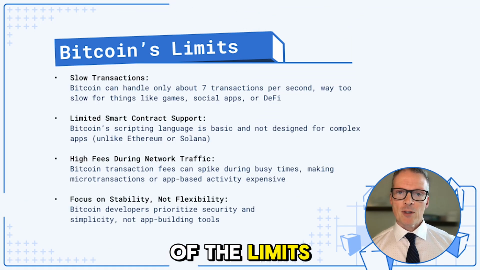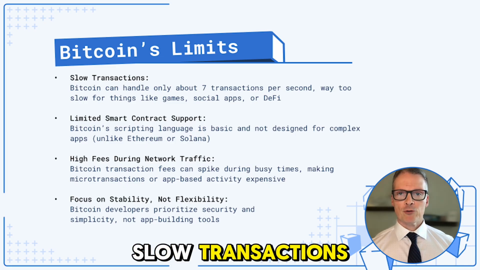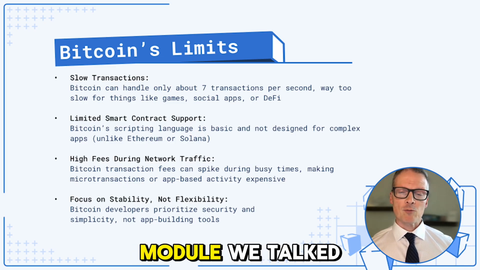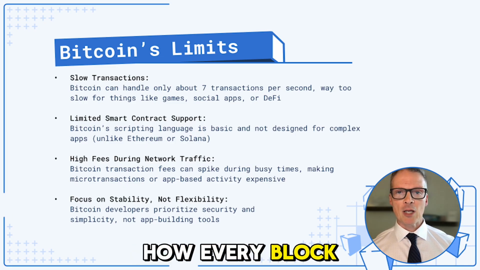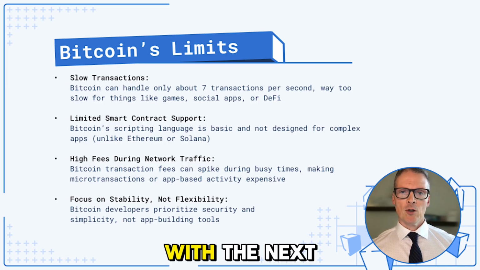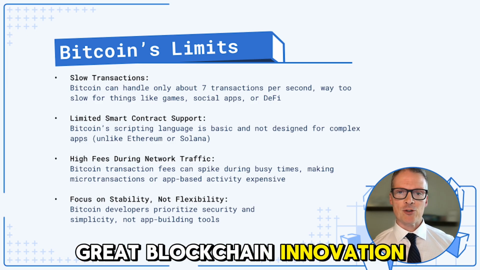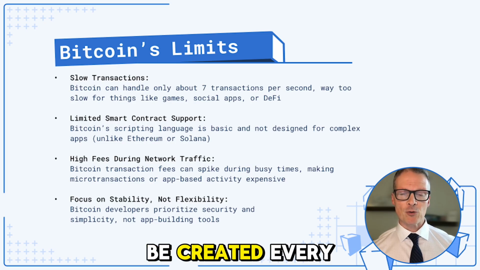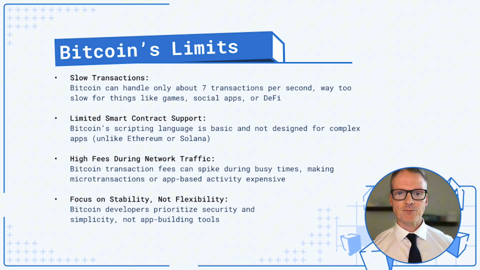As noted, some of the limits for Bitcoin are that it has very slow transactions. In the previous module, we talked about how every block is built every 10 minutes. So it's really slow. With the next great blockchain innovation, Ethereum, a block could be created every 12 seconds.